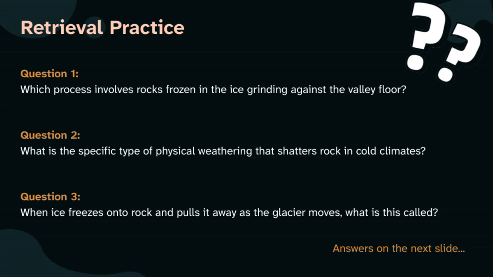Question 1. Which process involves rocks frozen in the ice grinding against the valley floor? Question 2. What is the specific type of physical weathering that shatters rock in cold climates? Question 3. When ice freezes onto rock and pulls it away as the glacier moves, what is this called? Write your answers now. Try to do this without looking back. Retrieval practice helps strengthen your memory.